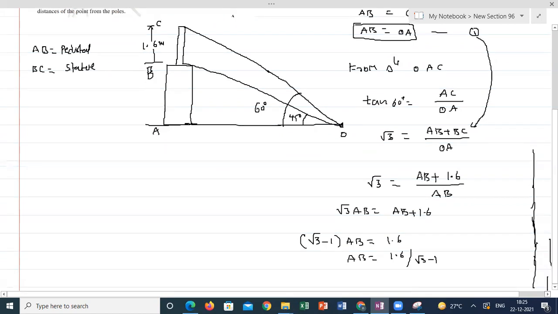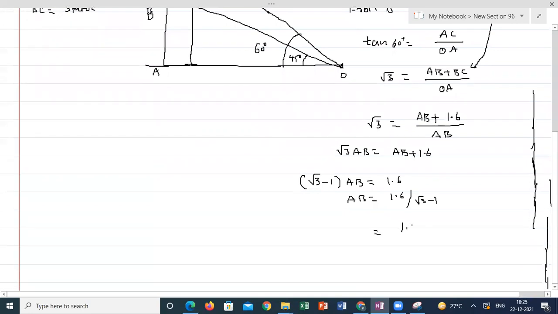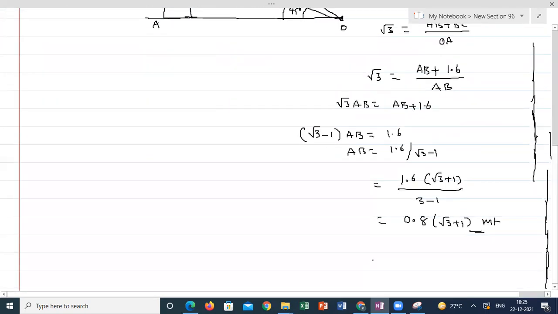If I'm rationalizing the denominator, I can get the simplest form. Rationalizing the denominator, 1.6 into root 3 plus 1 divided by 3 minus 1. This is 0.8 into root 3 plus 1 meters, which is the height of the pedestal. Hope you are clear what I am trying to say. 0.8 into 2.732, and multiply, you will get the height of the pedestal in this case.